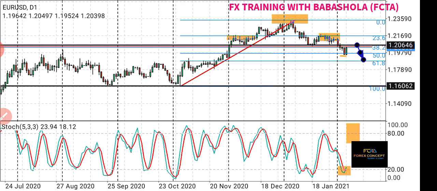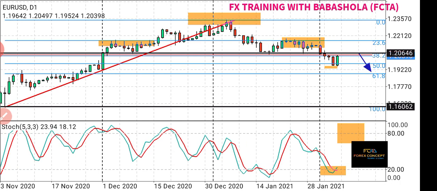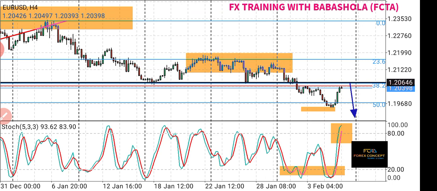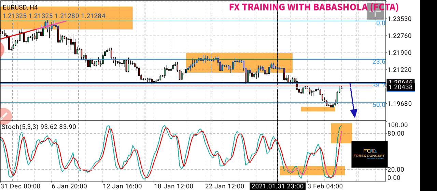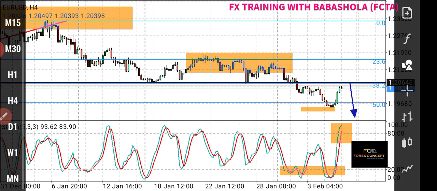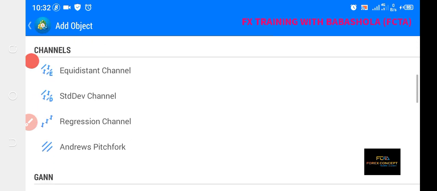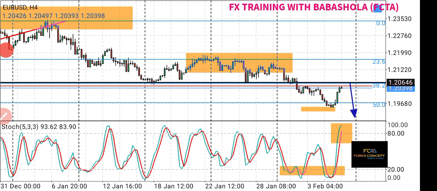Okay. All right. Now look at this. The neckline was broken on the D1, and then it was retested again. Let's check H4 to see more of this price action, please. On H4, you can see that the neckline was broken here. It was broken at this point. It was broken at this point. It's a very tricky trade, but I'm sure you will learn a lot from this trade because it's price structure.